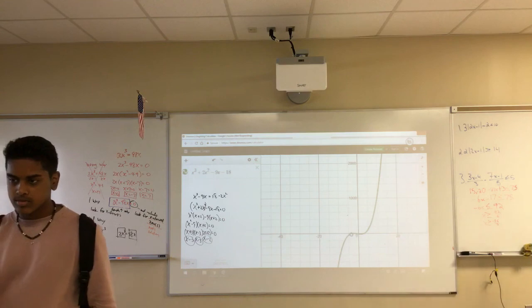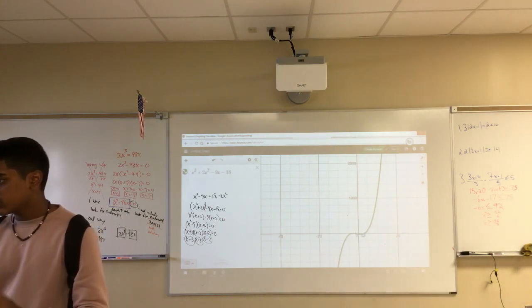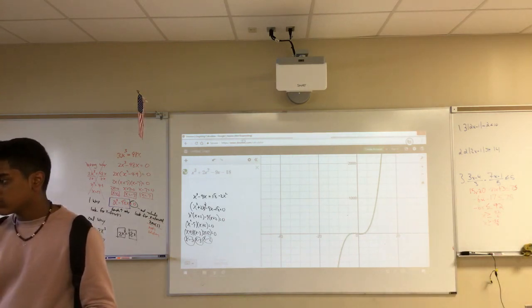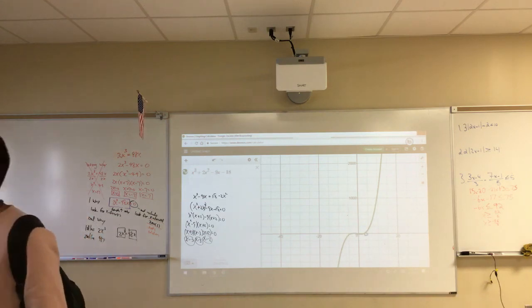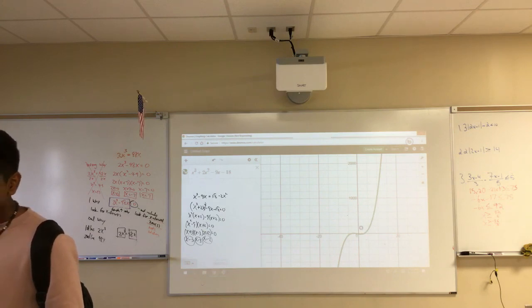You see here, 3 intersect, and those 3 are the solutions. Yeah, and those are the solutions. Those are the solutions of x equals negative 3, 2, and 3.